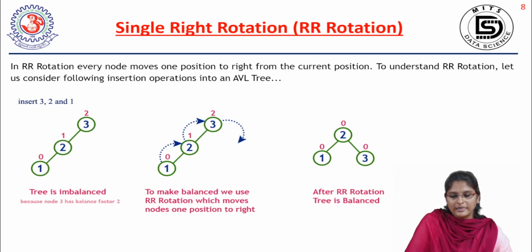And next one is the RR rotation, which comes under single right rotation. Here insert the same 3 to 1 in sequence. Then the tree is imbalanced, as the height of the tree is 2. So we need to rotate the tree to the right. Then these two come to the right part, and the tree will look like this after RR rotation completion. Here the balance factor is satisfied. So this is the single right rotation.